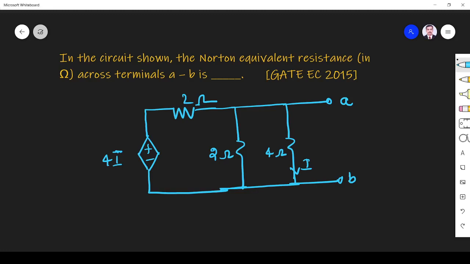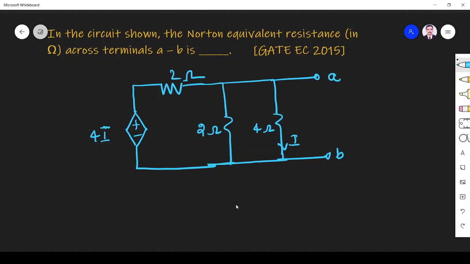Hi friends, in this video let us solve a network theory question asked in the GATE 2015 ECE paper. The question is, in the circuit shown, the Norton equivalent resistance in ohm across terminals A, B is dash. So they ask for the Norton equivalent resistance. So we have to find R Norton.